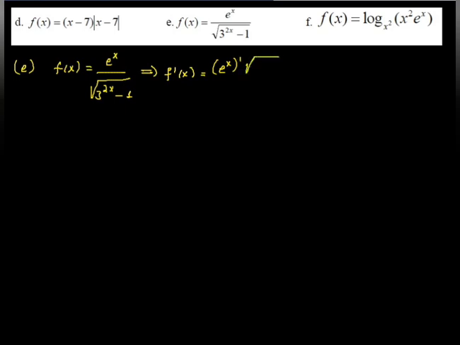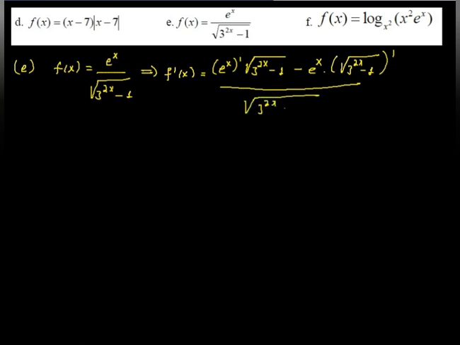So this becomes the derivative of e to the power of x times the radical of 3 to the power of 2x minus 1, you can make it 9 to the power of x for simplicity, minus e to the power of x times the derivative of the radical of 3 to the power of 2x minus 1, over the radical of 3 to the power of 2x minus 1, squared.